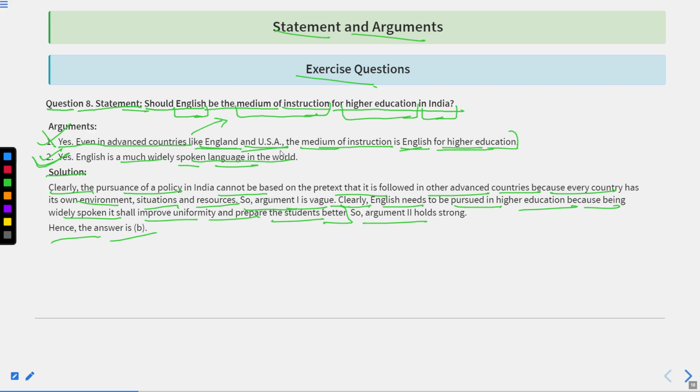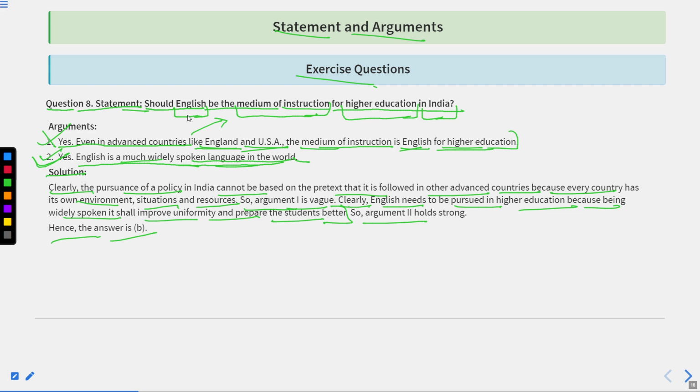First thing. Second thing is, it should be logically flowing. Now, if you talk about the second argument, English is much widely spoken in the world. Therefore, English be the medium of instructions for higher education. Now you can see there is a clear relation that we can figure out, that since English is a widely spoken language in the world, if the medium of instruction for higher education in India will be English, it is going to be beneficial.